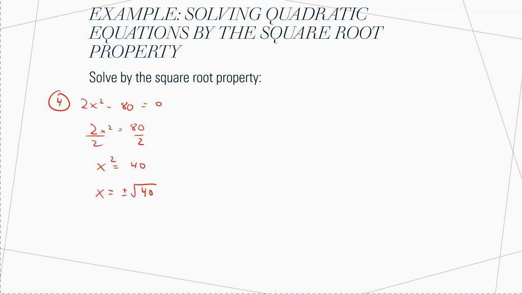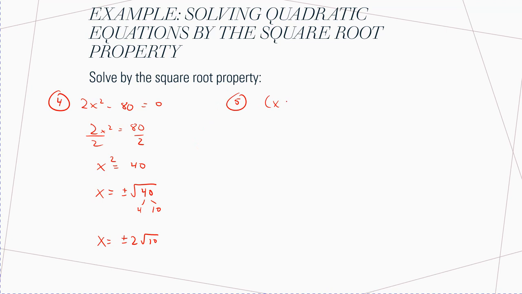So now what you're going to have to do here is look at this square root. Can I simplify this at all? 40 is the same thing as 4 times 10. And the square root of 4 is 2. So this simplifies to plus or minus 2 square roots of 10. All right, let's try this one. This will be the last one here.